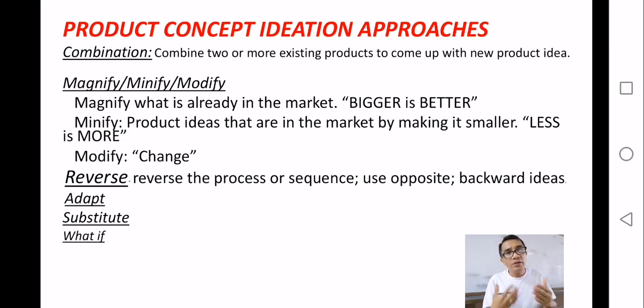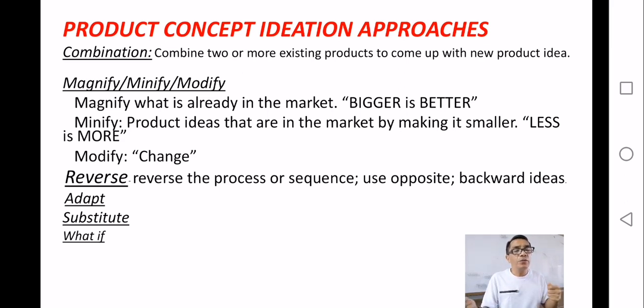Or the other way around, we can also minify product ideas that are in the market by making them smaller. This time we can say less is more. So where will this work? For example, for gadgets, some gadgets would be better when smaller in size, so that when our customers or consumers carry that gadget, it will not be bulky.